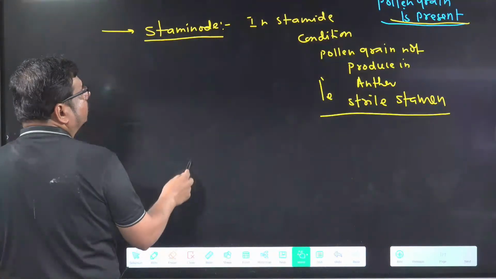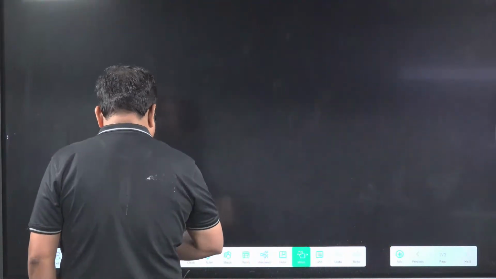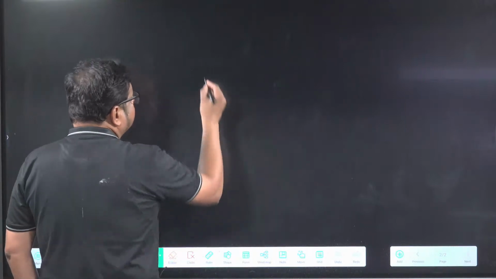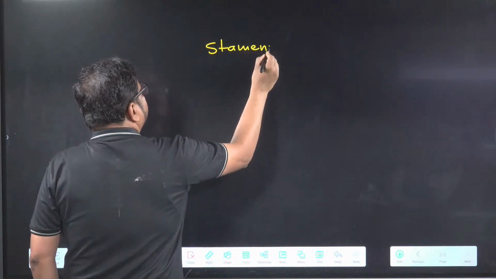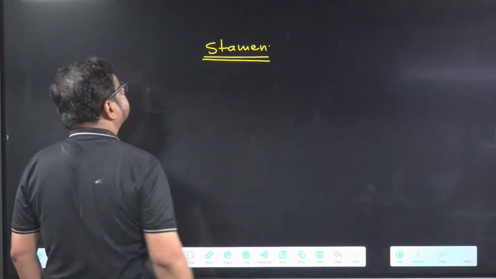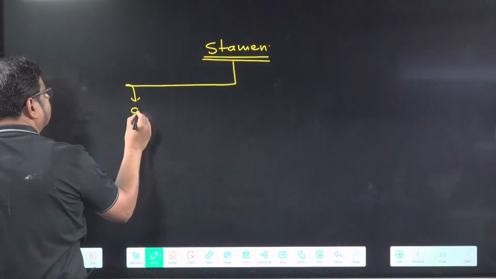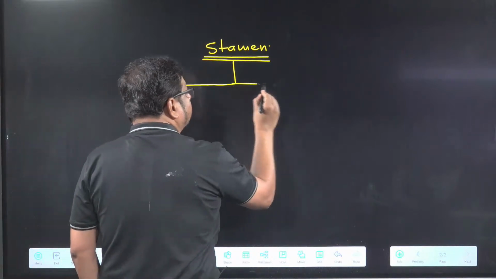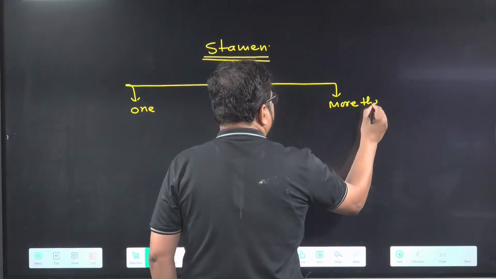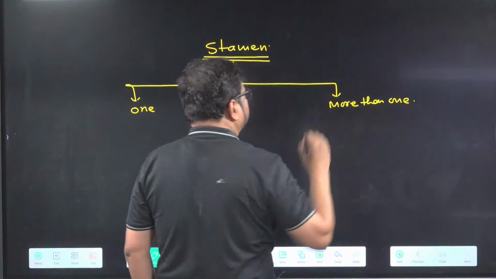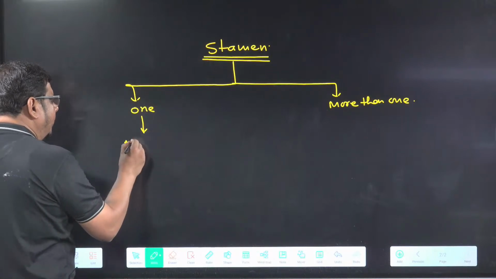Now we are going to talk about classification of stamen based on their number, cohesion and adhesion. So here it is a stamen. So in a flower, the number of stamen may be 1. And in a flower, the number of stamen may be more than 1. So if the number of stamen is 1, this is called monoandrous condition.